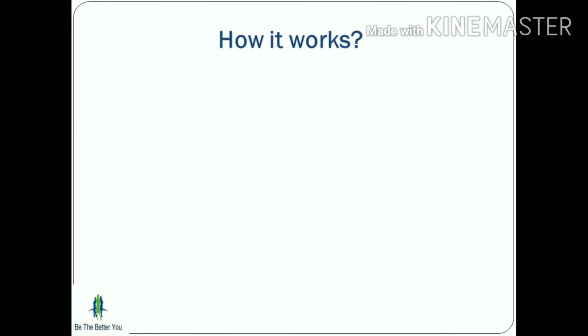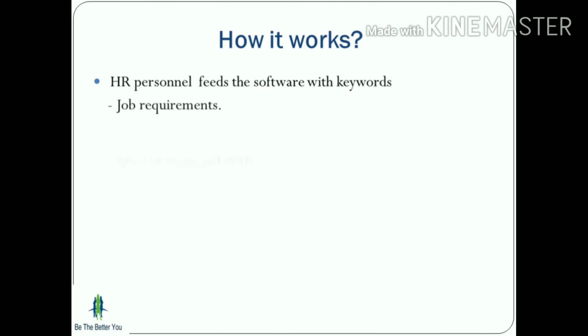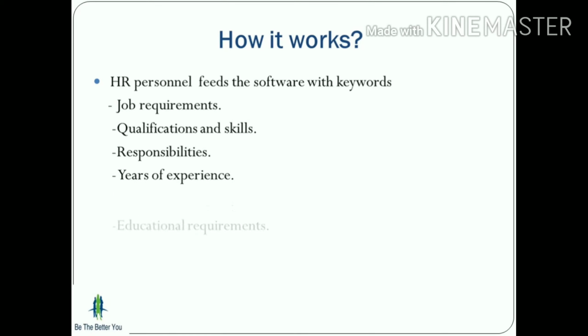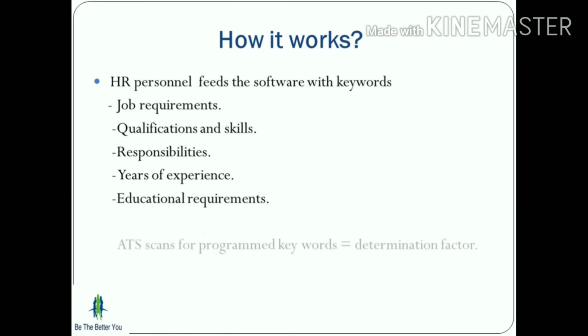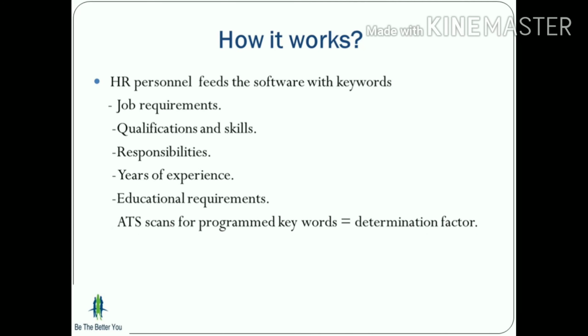The HR personnel feeds the software with keywords: the job requirements, qualifications, responsibilities, years of experience, educational requirements, skills, and so on. ATS scans the applied resumes for programmed keywords. That will determine whether your resume will be selected for the interview or not. So the probability of your resume getting selected predominantly depends upon the right keywords you use in your resume.